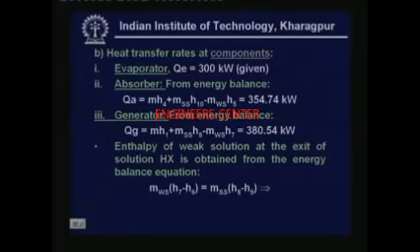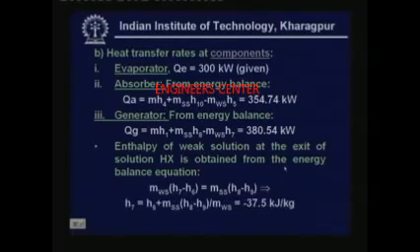Energy gained by the weak solution is MWS into H7 minus H6, this is equal to energy lost by the strong solution, that is MSS into H8 minus H9. So, this gives H7 is equal to H6 plus MSS into H8 minus H9 divided by MWS, and we know everything on the right hand side. That means we know all the enthalpies, we also know the mass flow rates. So, if you substitute these values, you find that the enthalpy is minus 37.5 kilojoule per kg.